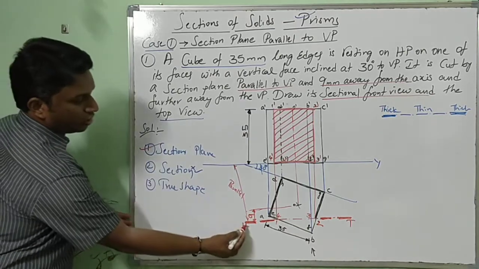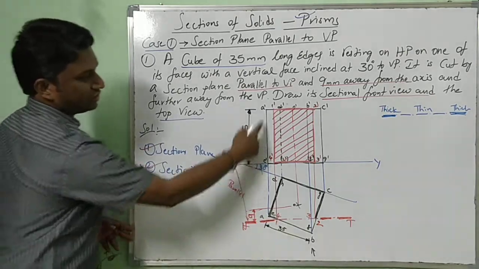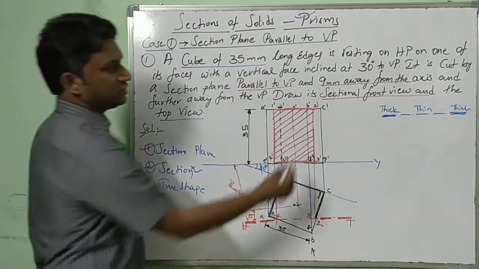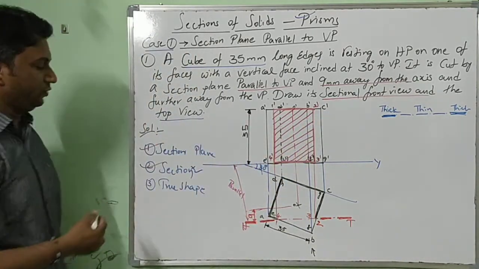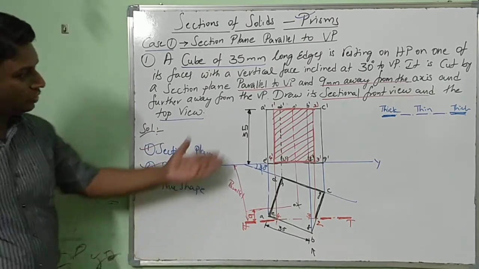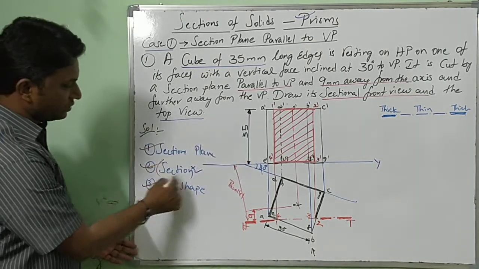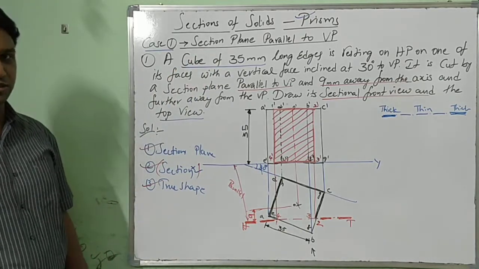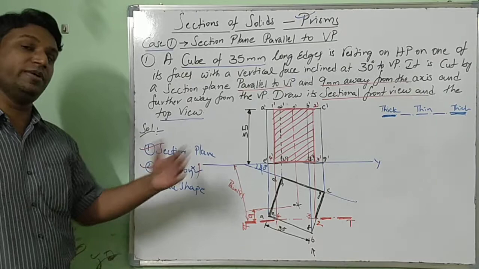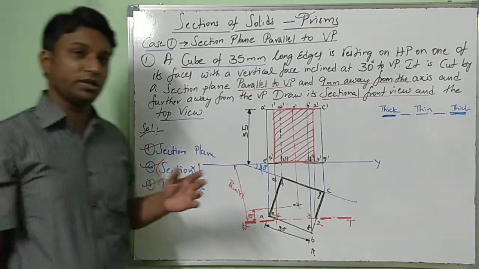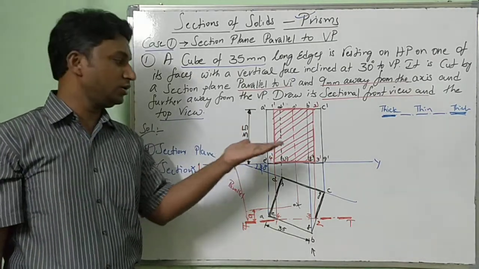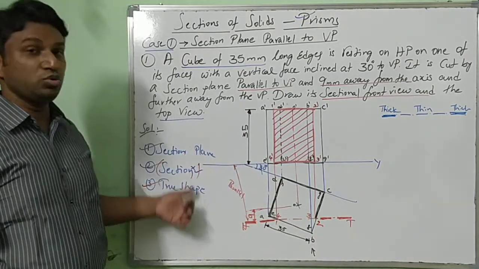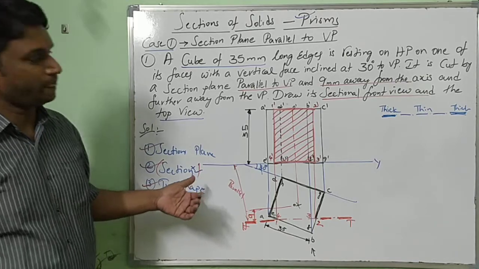Section plane I have drawn here. HT, section. This is section. Sectional front view and top view. Now true shape, sir. What do you mean by true shape? True shape is coinciding with section. In this case, section plane is parallel to VP. In this case, you will get it; in other cases, they will be different. I can give a hint that when a section plane is parallel to HP or parallel to VP, true shape will coincide with the section.